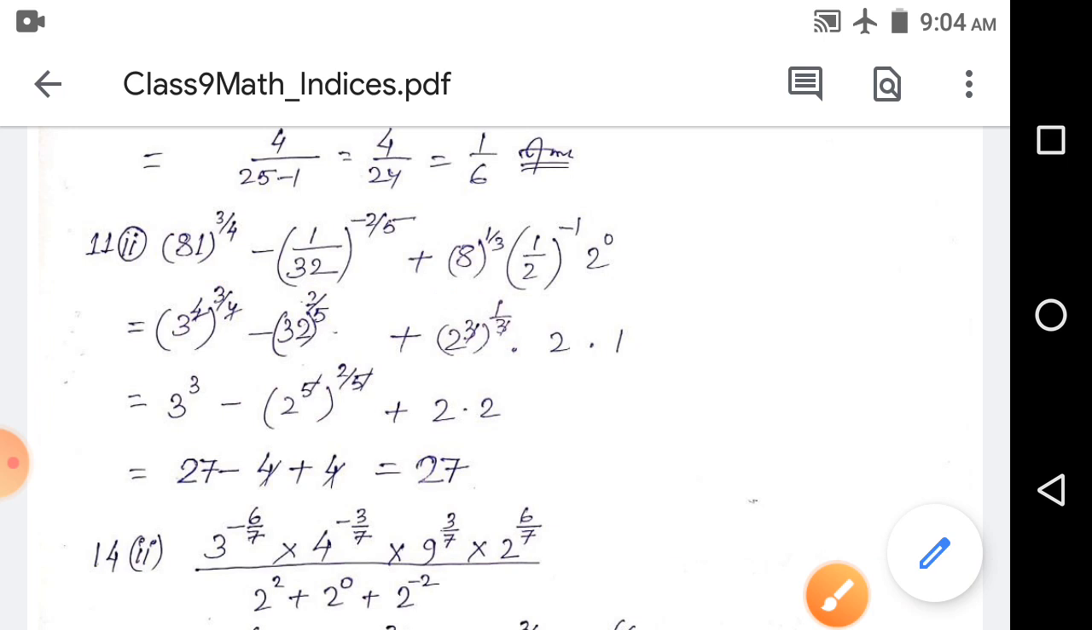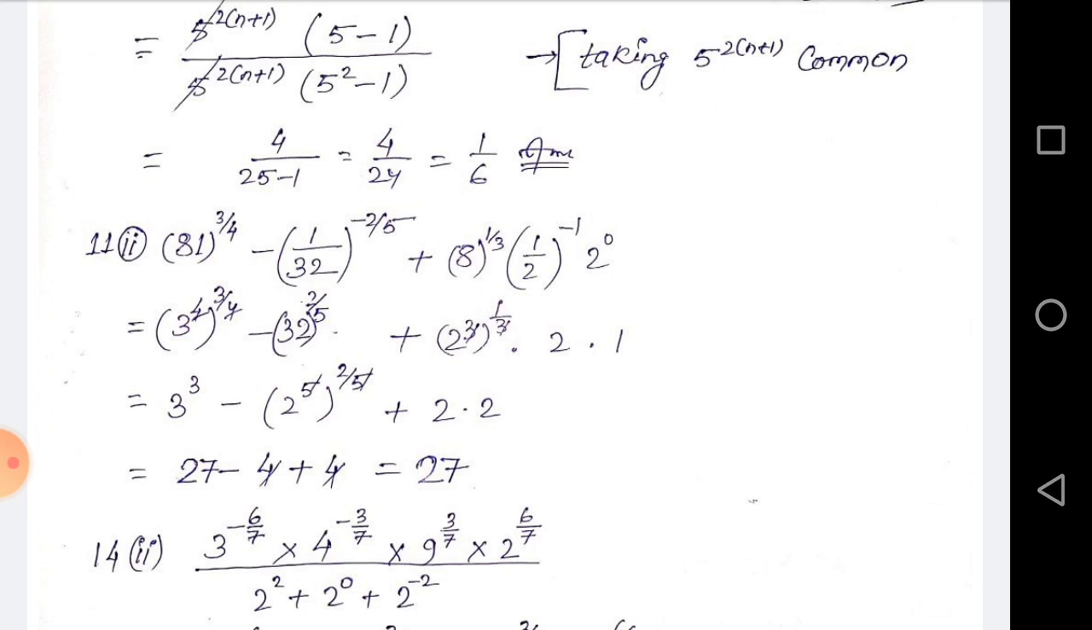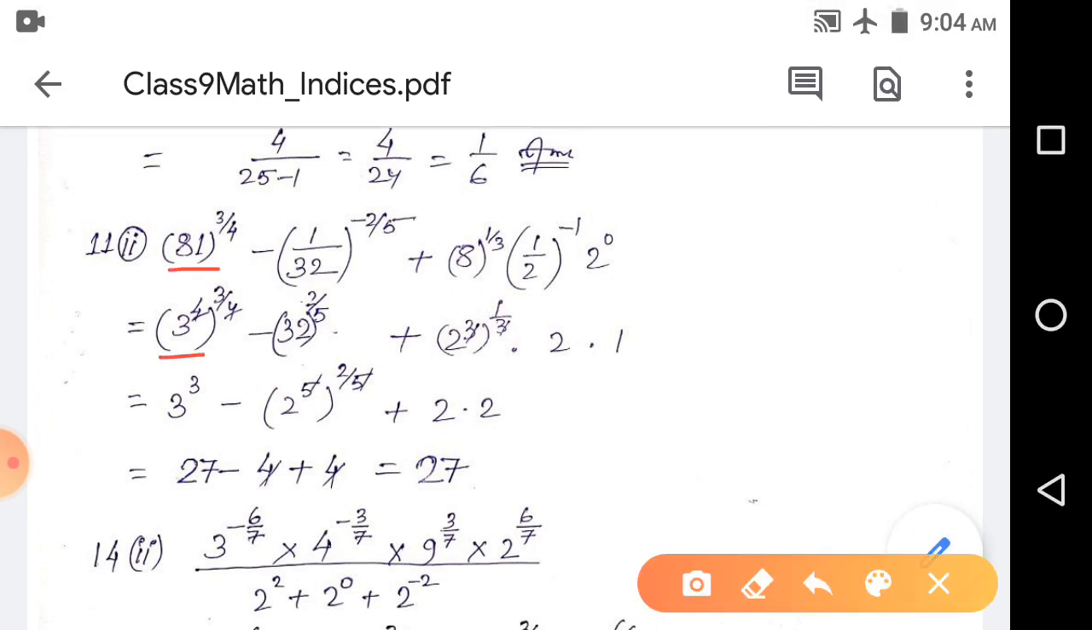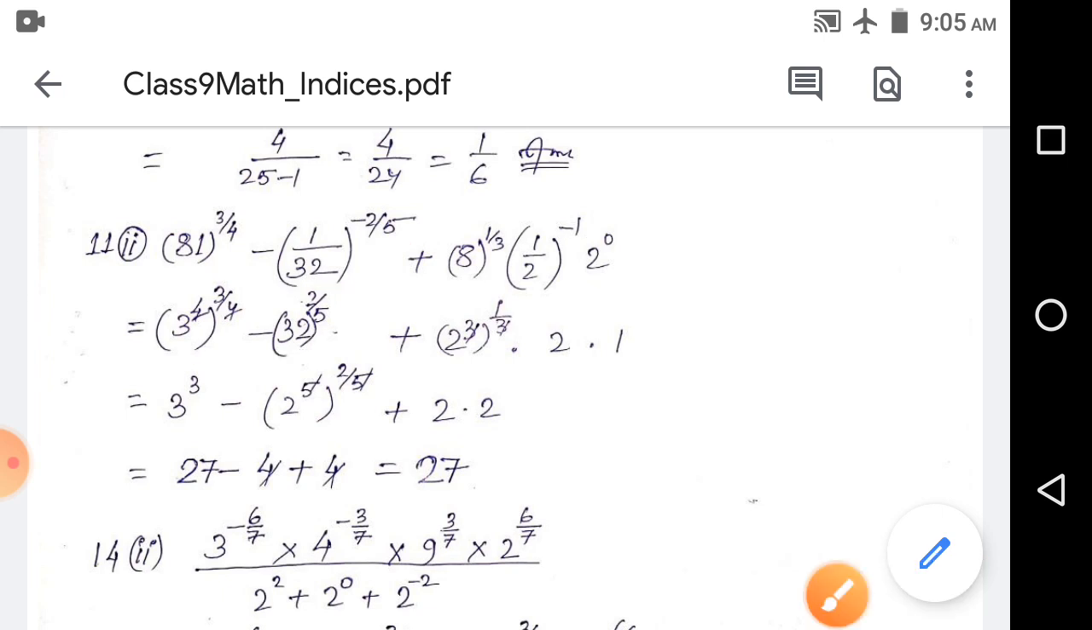So we will write for every term, like here we have 81, so for this 81 we can write 3 to the power 4. For this 1 by 32 with a negative exponent, we'll take the positive exponent and take the reciprocal, that is 32. 1 by 32 becomes 32 with a positive exponent 2 by 5. Now for this 8 we can write 2 cube, and for this 1 by 2 with a negative exponent we'll take the reciprocal, that becomes 2 to the power 1, and that is 2. And for this 2 to the power 0 it is again 1.